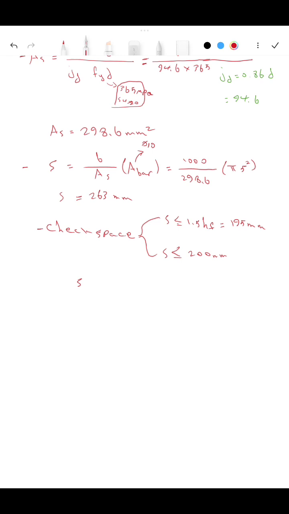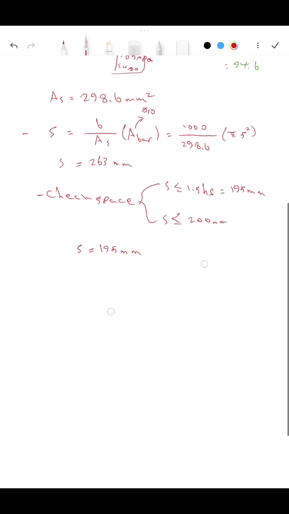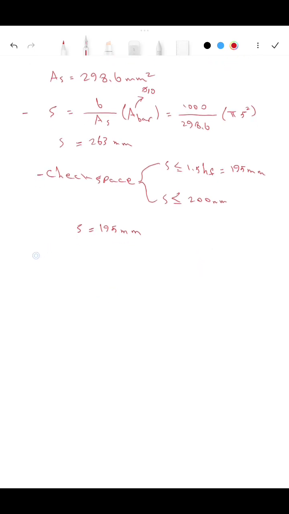Yes, S is bigger than them, so in that case we will use the smallest one, which is 195. So we'll use the space of 195 millimeter. Out of these three, you use the smallest one. So we will use the 195. Then we will calculate the real area of steel, because the space has changed.